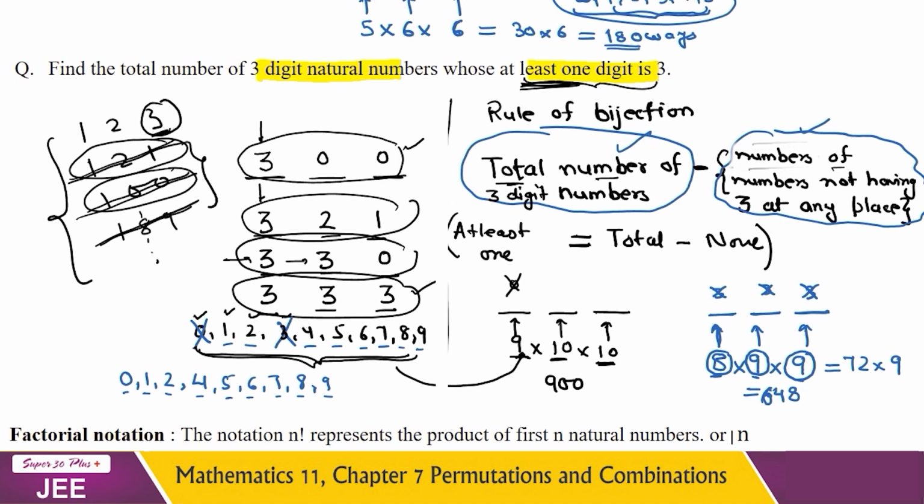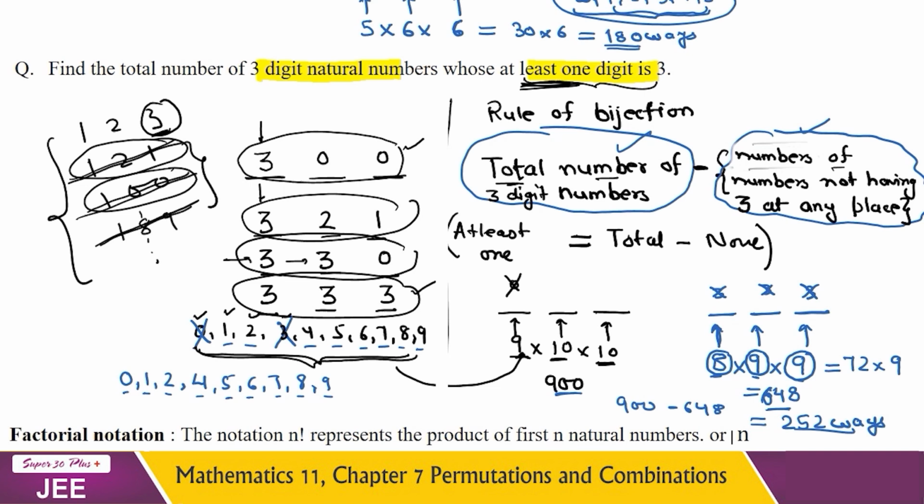Alright. So I have calculated this part, and in order to solve this question, I am saying that we have to subtract 648 from 900. So the answer is going to be, which will result in 252 ways. Alright, so students, this was a decent question. A little bit tricky, in which we have used the rule of bijection in order to solve this question. Alright, I hope you must have understood.